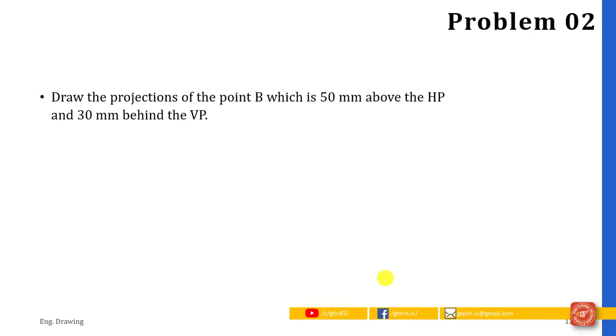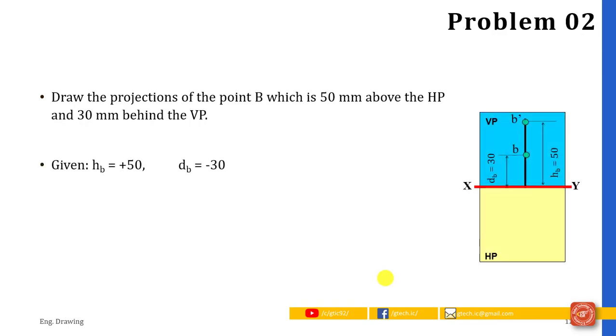Problem number 2. Draw the projection of the point B, which is 50 millimeter above the HP and 30 millimeter behind the VP. And here is the solution.